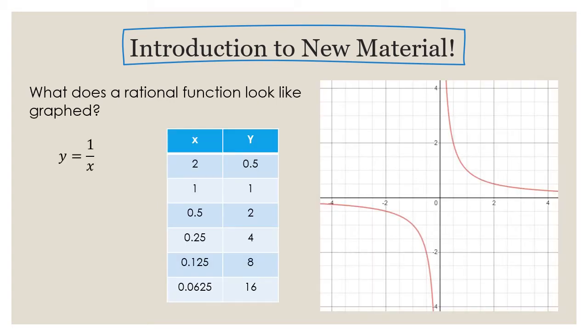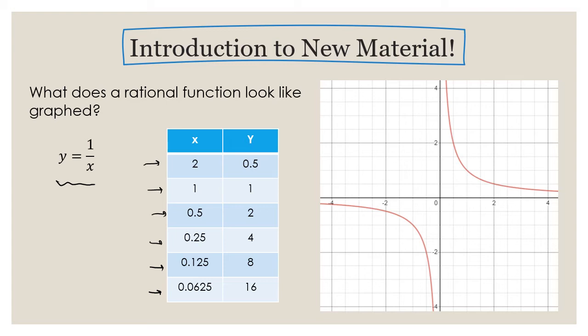What does a rational function look like when it's graphed? To answer that question, we're going to take the most simple rational function, y equals 1 over x. And let's create a table. So let's let x equal 2, then 1, and 0.5, 0.25, 0.125, and 0.0625. If you'll notice, it's just getting smaller and smaller and closer to 0.